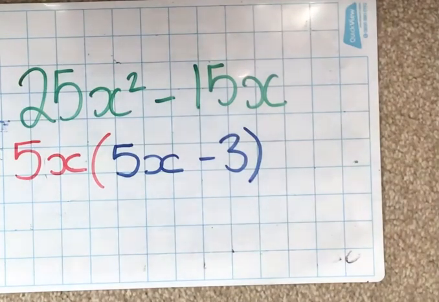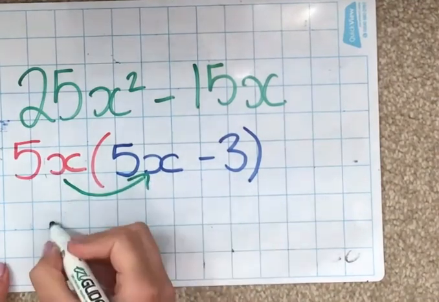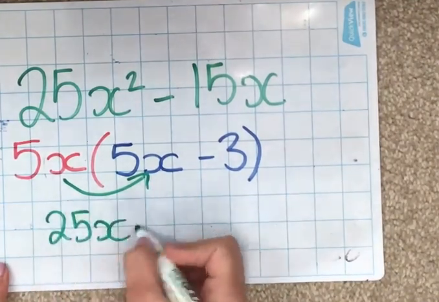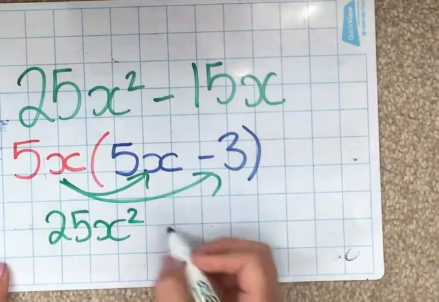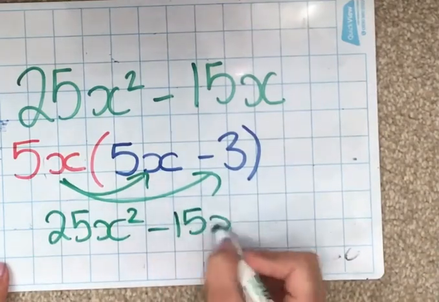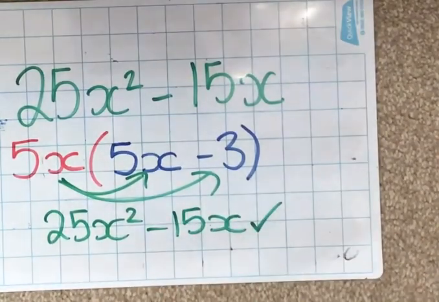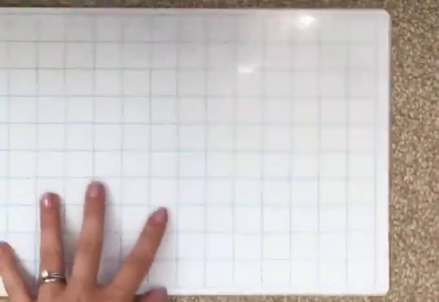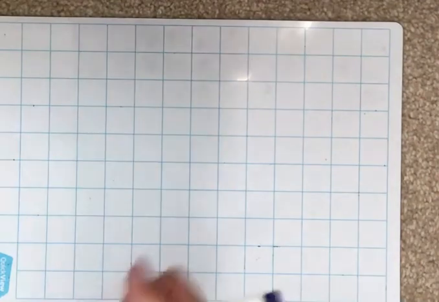Okay, again, I can re-expand it. I can check. 5x times 5x gives me 25x squared. 5x times minus 3 gives me minus 15x. Okay, and again, it works. And that is all you're doing. You're taking out the common factor and then thinking, how can I get to what I originally started with? Okay, if we do one final one, we'll have a look this time at something maybe a bit more confusing.